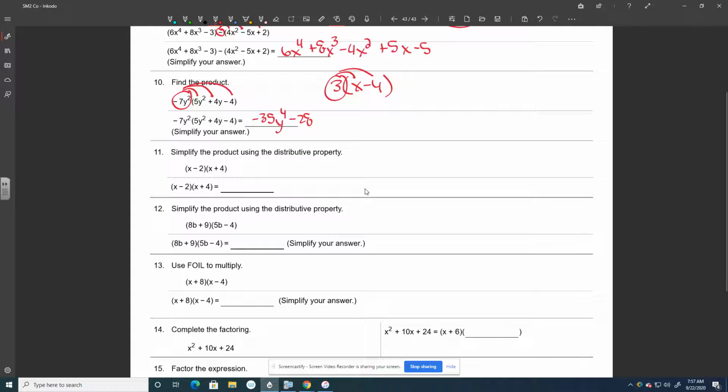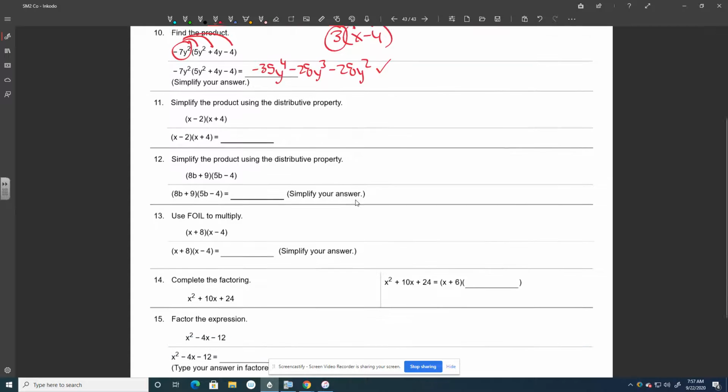And then y squared times y is y cubed. Negative 7 times negative 4, again, is negative 28. But this time there's no y, so it just stays y squared. That would be my final answer.